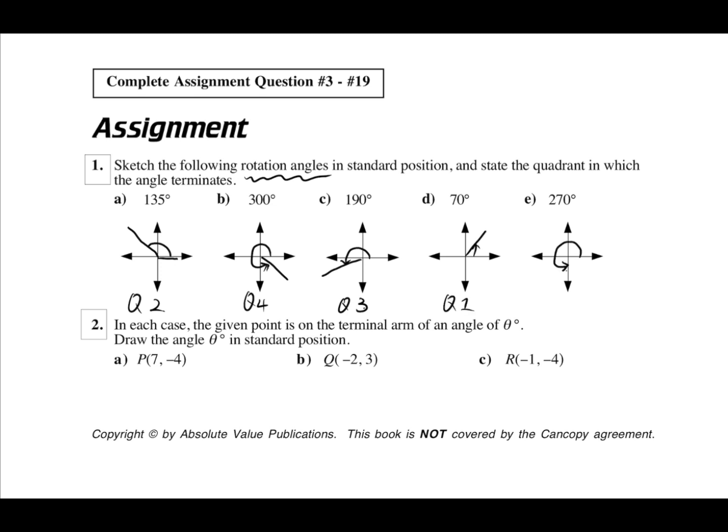And for here, this one is between quadrant 3 and 4. And for P, it's 7, axis 7, and the negative 4 is like this here. So the angle is like this, point P. And for Q, negative 3 is here. So this is Q. This is the angle. R, 1, negative 4 is here. And this is the theta.